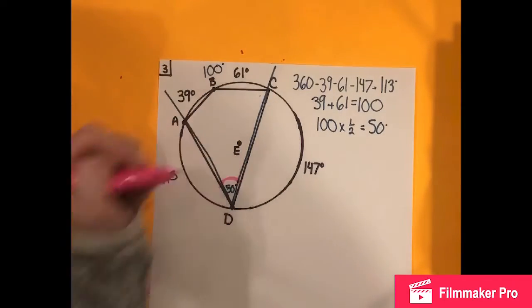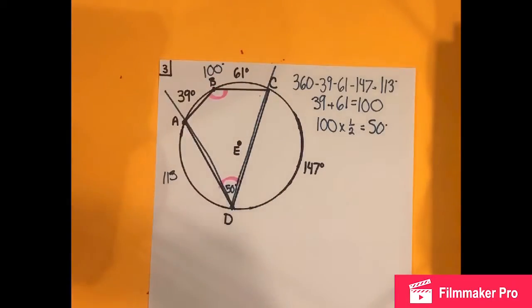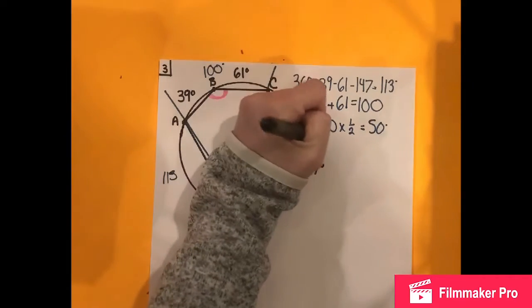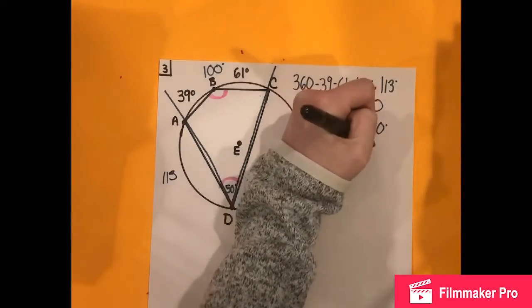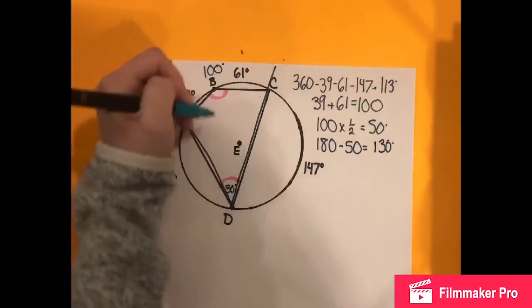I know angle D and angle B are supplementary. They add up to 180. So what I'm going to do is take 180 and subtract off 50. This leaves me with 130 degrees. I'm going to put that here.